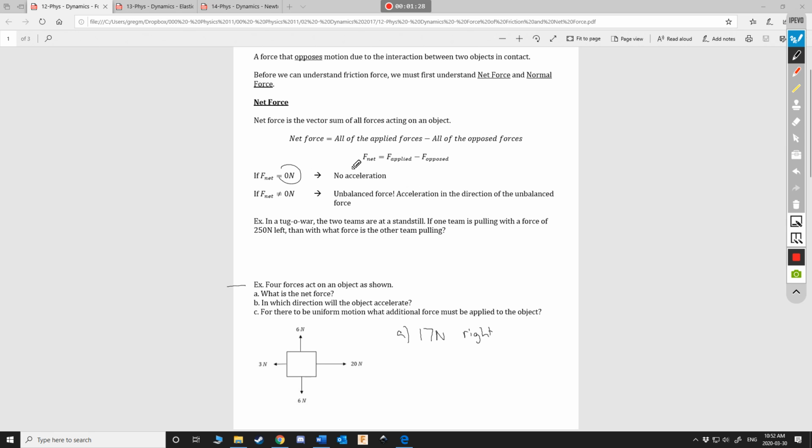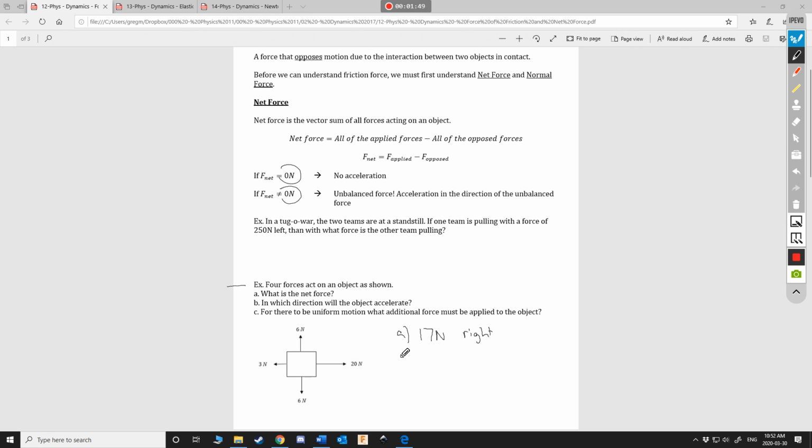If our net force ever equals 0, it means that there is no acceleration. But no acceleration doesn't necessarily mean it's not moving. No acceleration could mean it's stationary or it's moving at a constant velocity. If our net force does not equal 0, that means there's an unbalanced force and there's going to be acceleration. So it's going to be speeding up or slowing down in the direction of that unbalanced force.